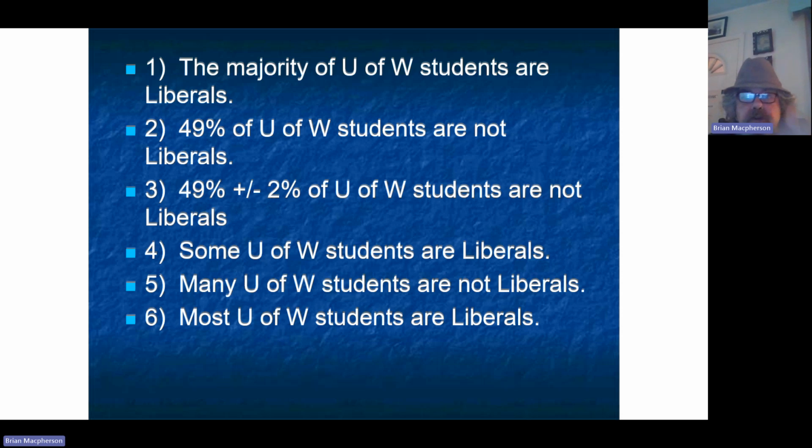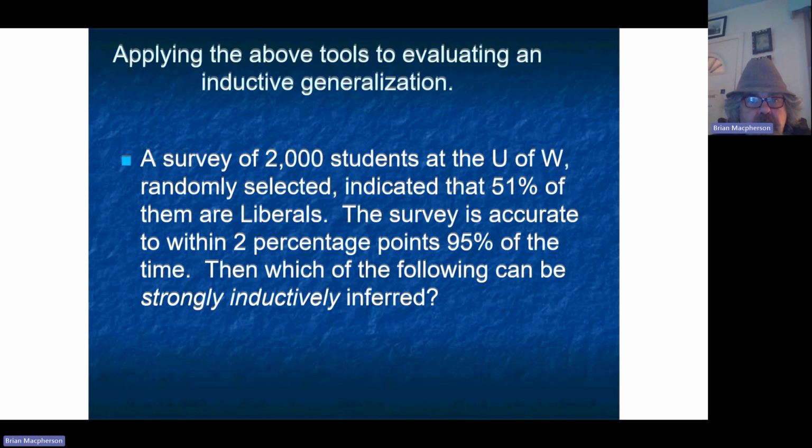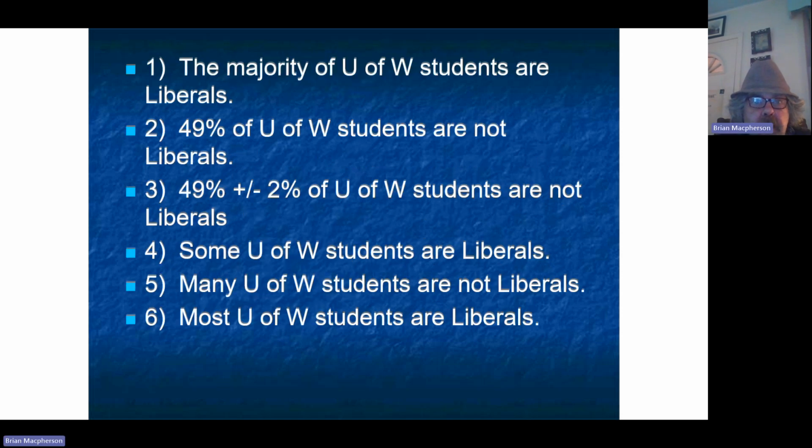Number one, the majority of U of W students are liberals. Remember, we said that 2,000 students were interviewed, and 51% said they were liberals. It's a margin of error plus or minus 2%. So the majority of U of W students are liberals. What do you think about that?